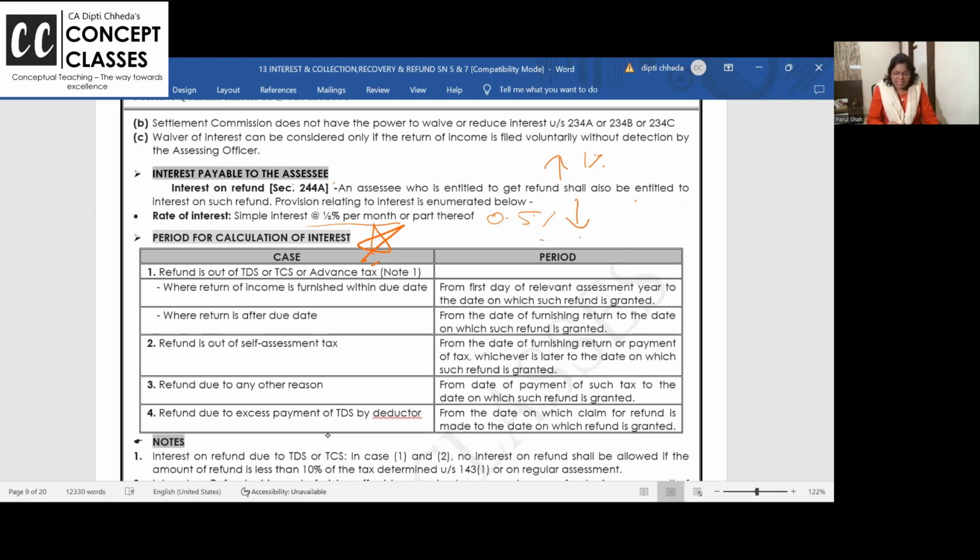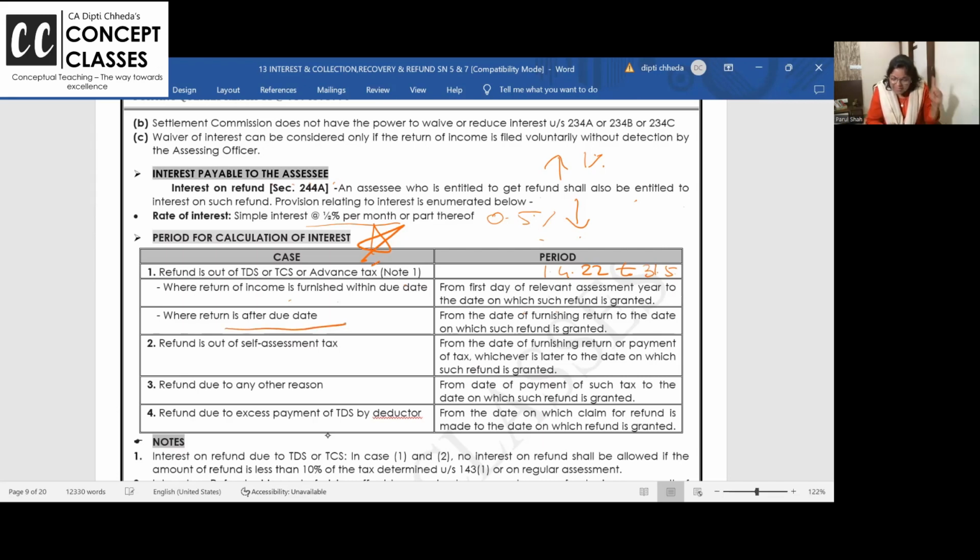Refund is out of TDS, TCS, advance tax, where return of income is furnished on time: first day of the assessment year till the date of refund. You will get interest if you file your return on time. You will get interest on refund from 1st April 22 till the date refund is granted, say in May, in July, whatever.